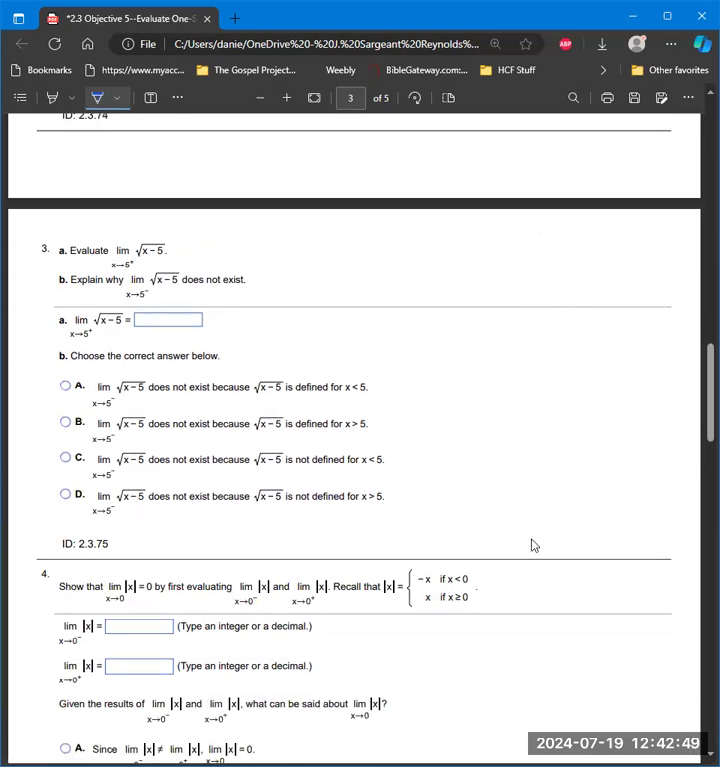Now we have the square root of x minus 5. Remember that x minus 5 needs to be greater than or equal to 0, so x has to be greater than or equal to 5. It can't be less than 5. So if I come at 5 from the right, I can stick 5 in here. 5 minus 5 is 0, and the square root of 0 is 0. So that one-sided limit is fine. But the limit doesn't exist because I can't approach from the left at all, because the function's not defined for x less than 5. So that is C.